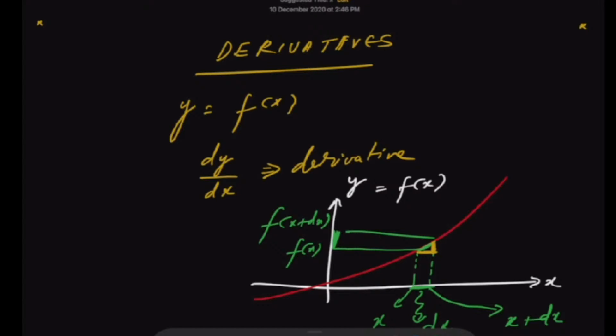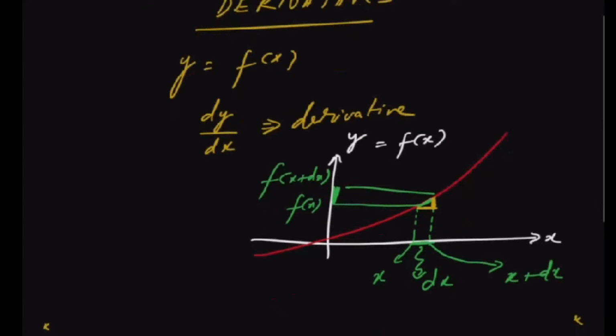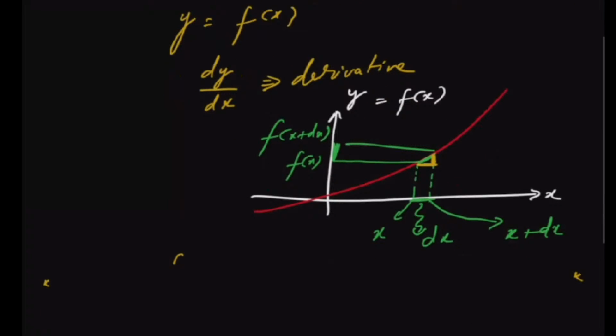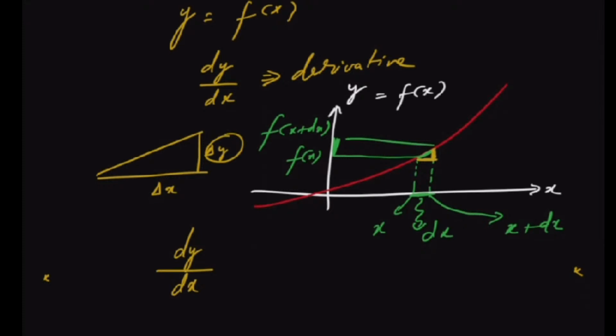So how do you measure slope? Slope is given by dy by dx. So if you have any line like this, its slope is delta y by delta x, correct? If that increment is small, then this delta y becomes dy and this delta x becomes dx, and your slope turns out to be dy by dx. So basically derivative was slope.